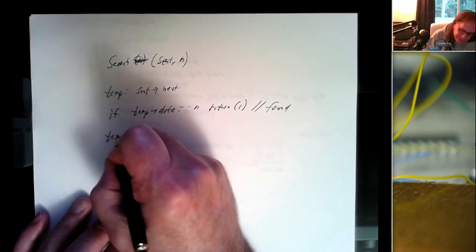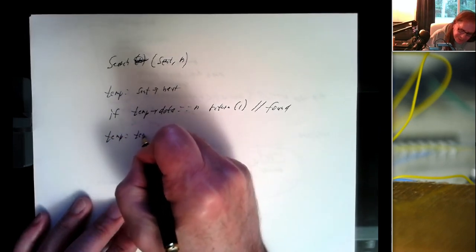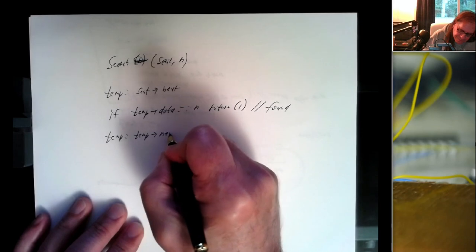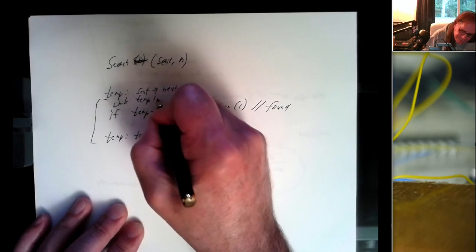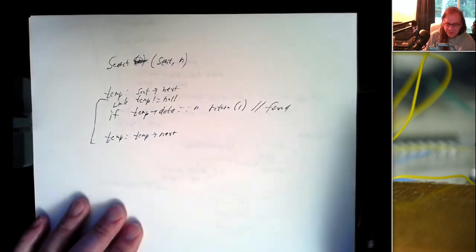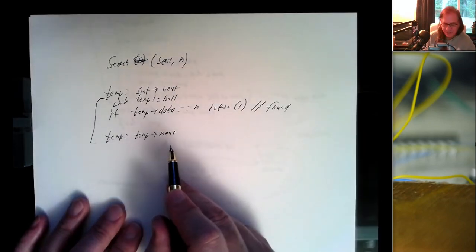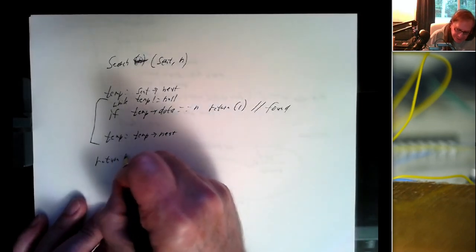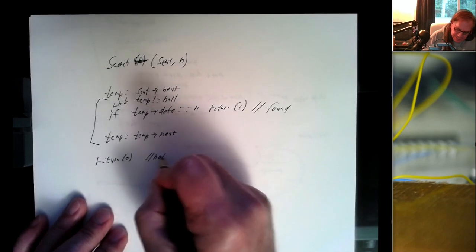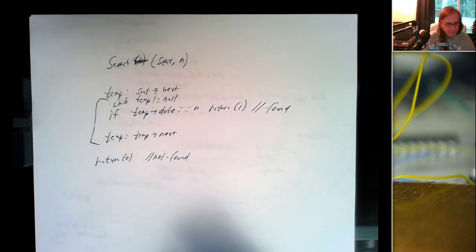Otherwise, temp equals temp next. And we're going to want to do all of this while temp is not null. If we get all the way through our list, we've taken temp and moved it to the next node, but the next node is null. We're out of nodes. We didn't find our data because we didn't return, so we just return a 0. So searching, pretty straightforward.